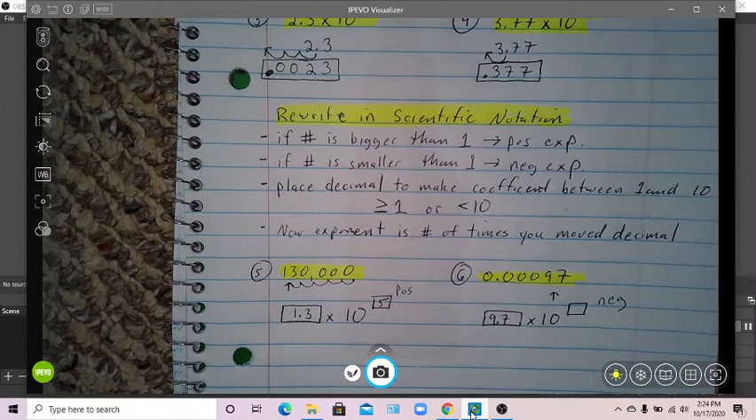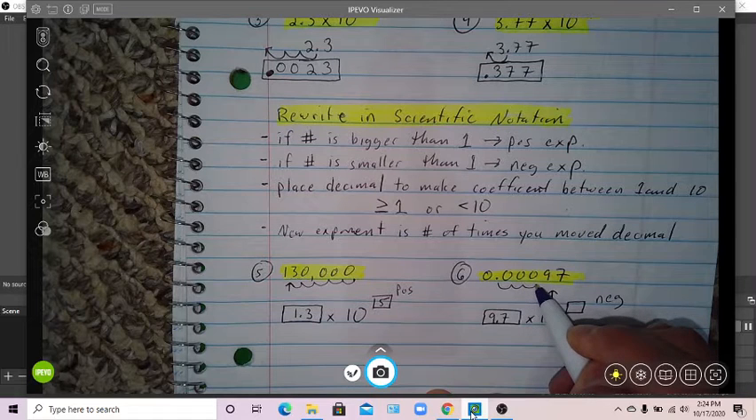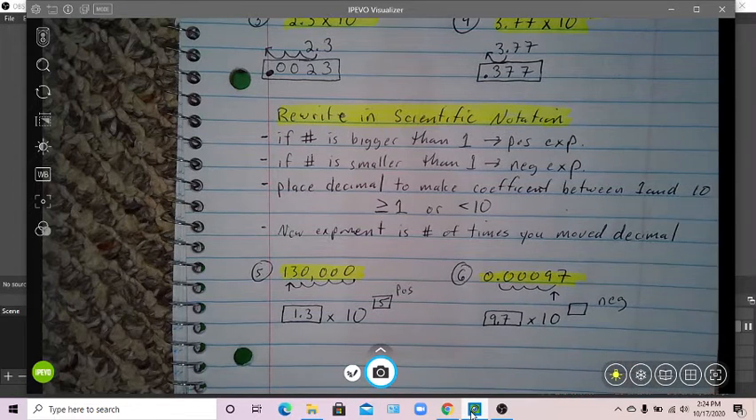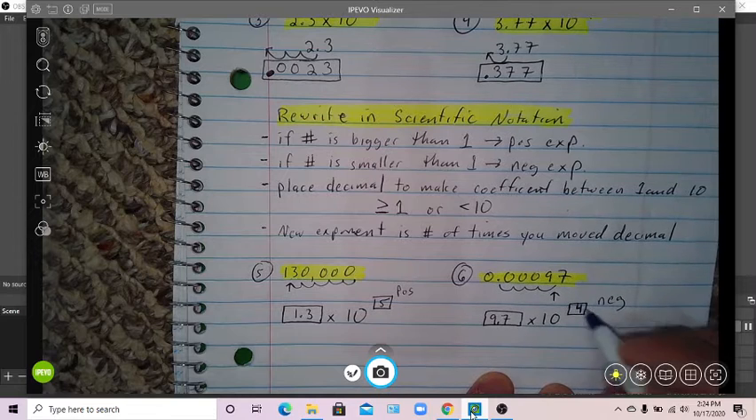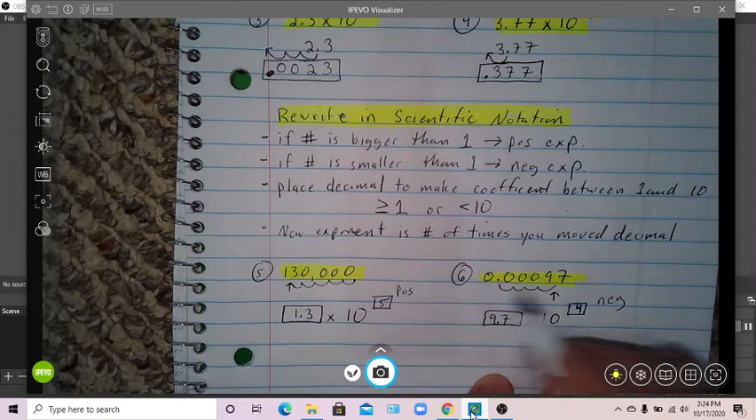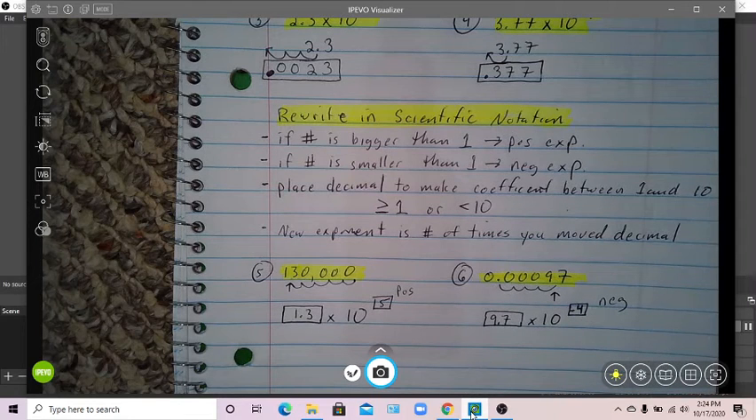Alright, so now let's count to see how many times we had to move the decimal, or how many numbers we had to move it over. So 1, 2, 3, 4. I had to move it past the 3 zeros and the 9. I had to move it 4 times. So it's going to be 4. And remember, this number is less than 1, so I know it's going to be negative. So it's going to be negative 4. You have to put in that negative 4, or Excel's going to tell you it's wrong.